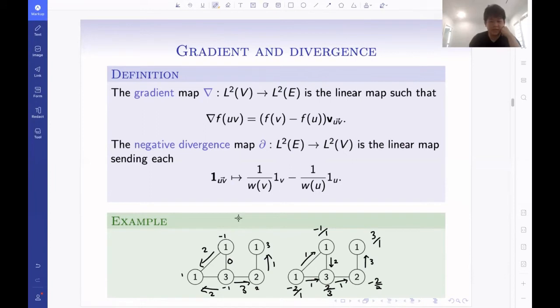So I just computed the gradient and the negative divergence. The reason I call it the negative divergence is that this is a measure of how much of your vector field is flowing into one point. So it's again an analog of negative divergence from vector calculus. So we can actually lift one more concept from vector calculus, which is the Laplacian.